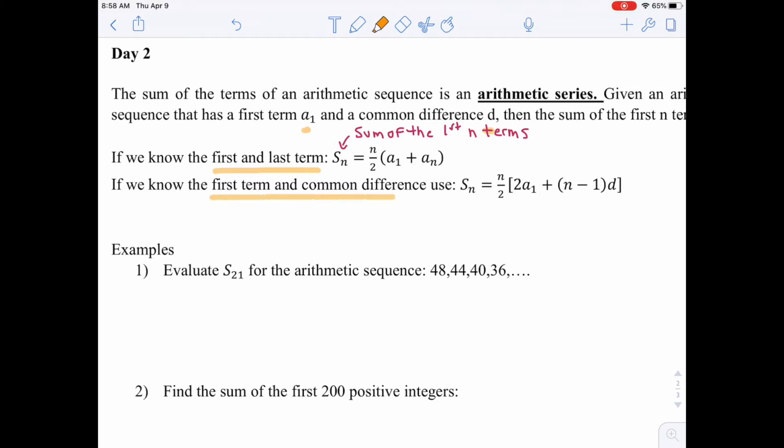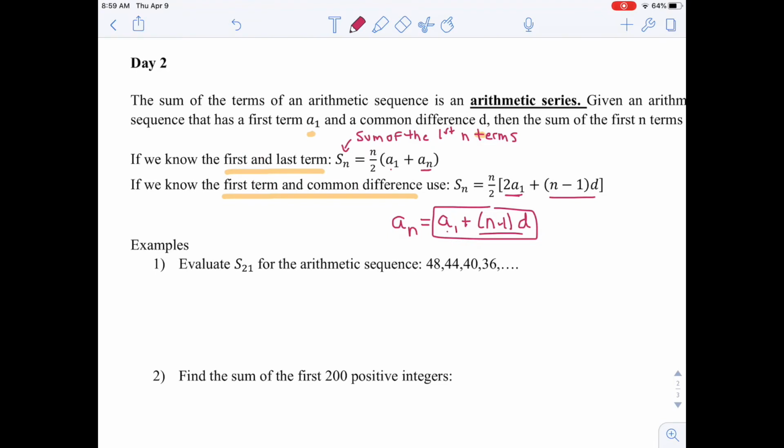Now, if we know the first term and the common difference, okay, so we don't know the last term anymore, here's our formula that we're going to use. Where this comes from is, since I don't know the last term, we know that a sub n is also equal to a sub 1 plus n minus 1 times d. So what happened there is this gets inserted into the a sub n spot here, which then, here's your two a sub 1s, and then there's your n minus 1 times d.